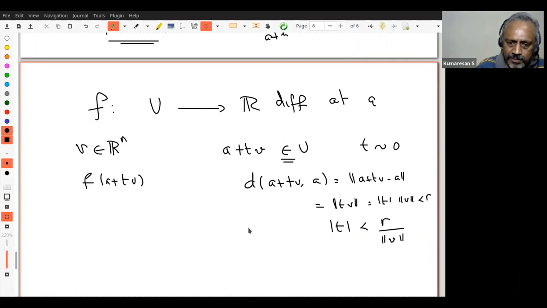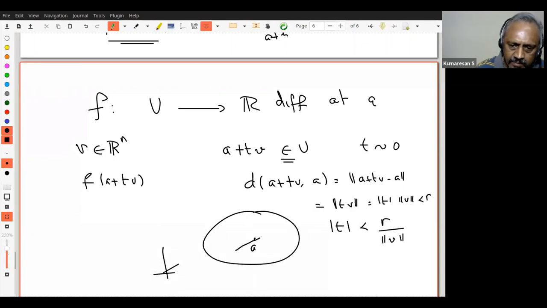So again, look at the picture. The picture says if I have something like this A, give me any direction V, and in that direction I can go both sides, up to a certain positive number R by the length of V.